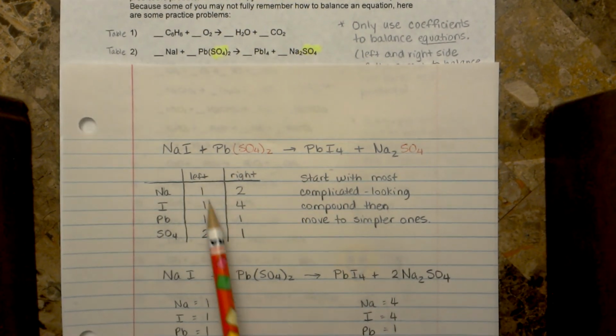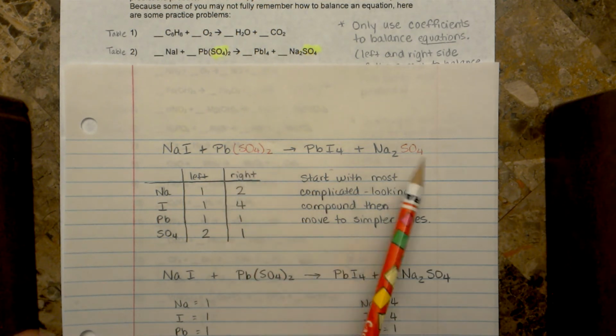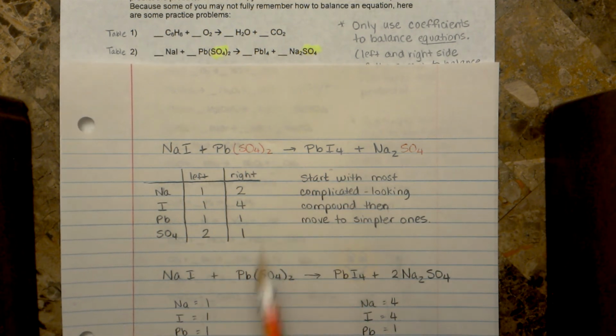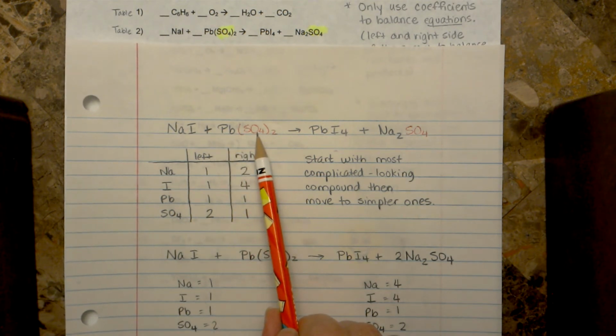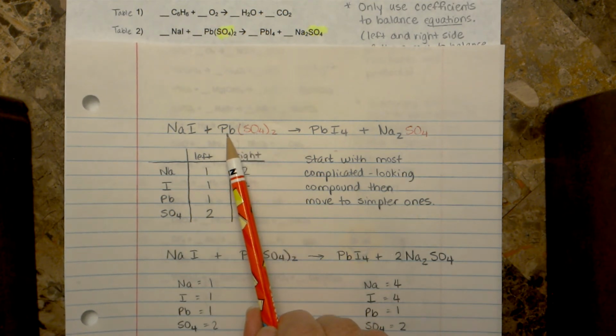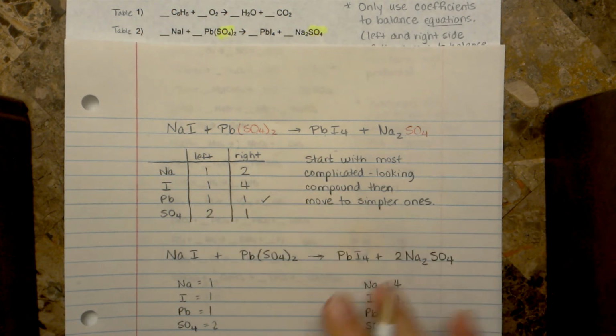Okay, now when you're balancing, you probably want to pick the most complicated thing first and start balancing the others to match that, and then you can go forward and balance the simpler ones. So this looks like the most complicated, so let's go ahead and look at it. Lead has one of them on the left and one of them on the right, so lead is already taken care of. We don't have to worry about that.